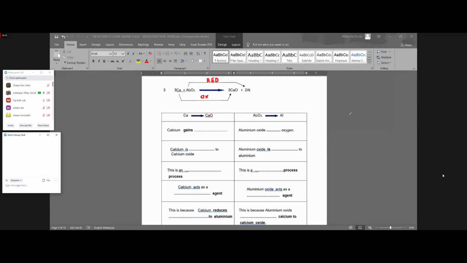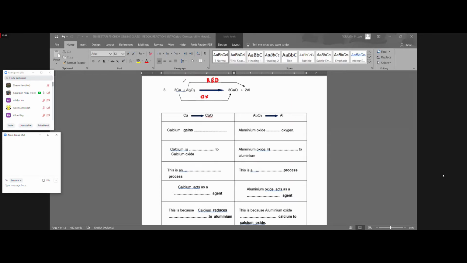Okay, good. So what process is this? Oxidation. Good. And what process is this? Reduction. So the process is oxidation and reduction. Okay, so now we identify the oxidizing agent and reducing agent. One is OA, one is RA. You can see here, this is oxidized. So calcium acts as what agent? Reducing agent, because when calcium was added to Al2O3, Al2O3 was reduced. So calcium is a reducing agent.